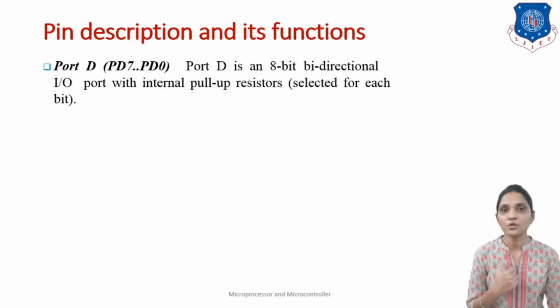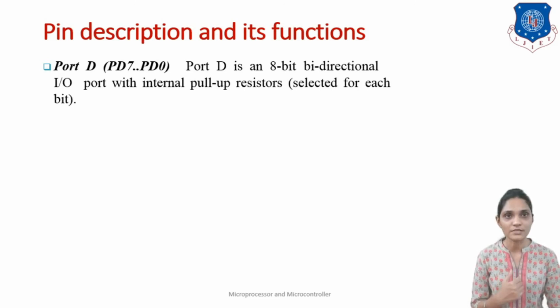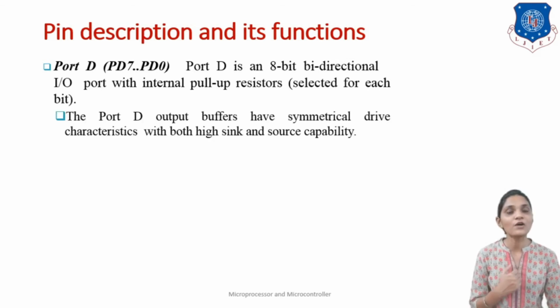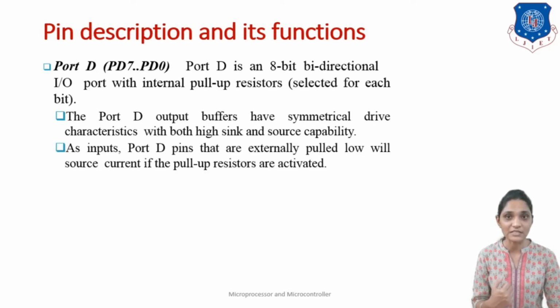Next we will see the port number D. This port D is an 8-bit bidirectional I/O port with an internal pull-up resistor that is selected for each bit. The port D output buffers have a symmetrical drive characteristic with both high sink and source capability. As an input, port D pins that are externally pulled low will source current if the pull-up resistors are activated. Okay, that means it is in an output configuration.